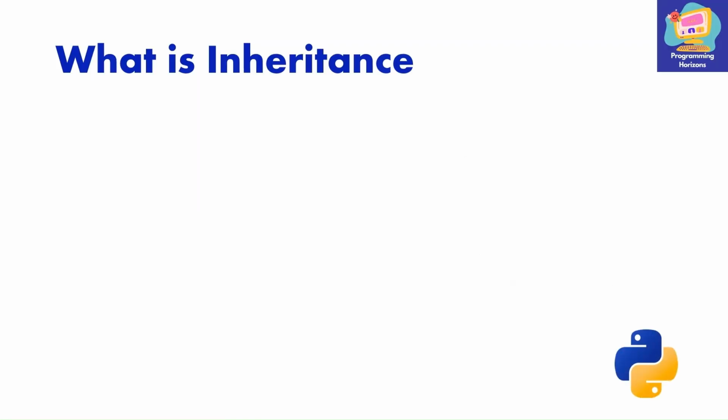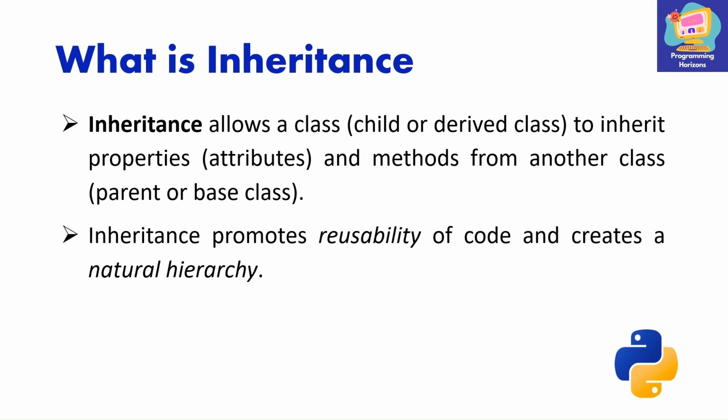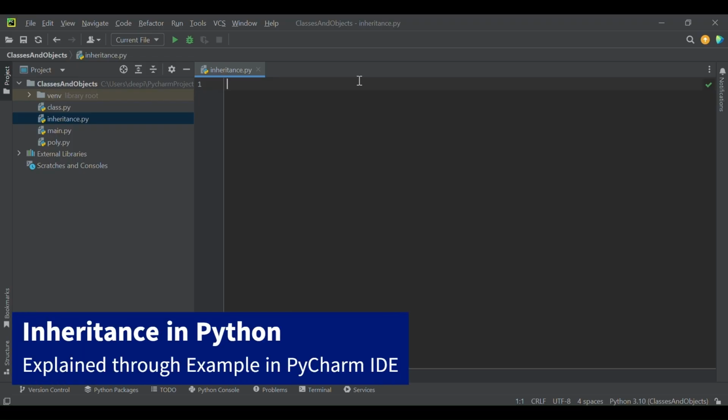Inheritance is a fundamental property of object-oriented programming that allows us to create a new class called child class or derived class by inheriting properties and methods from another class called parent or base class. So in this way, inheritance promotes reusability of code and also creates a natural hierarchical relationship between classes. Now I am going to demonstrate how inheritance works in Python.